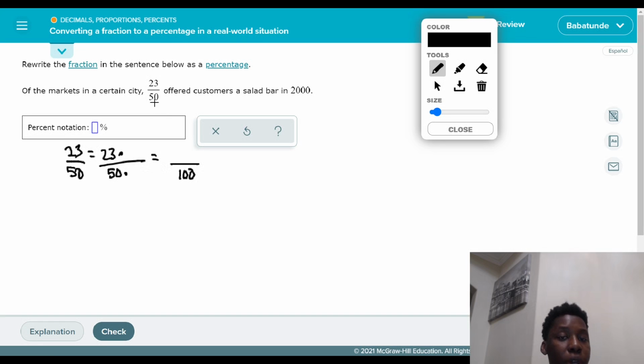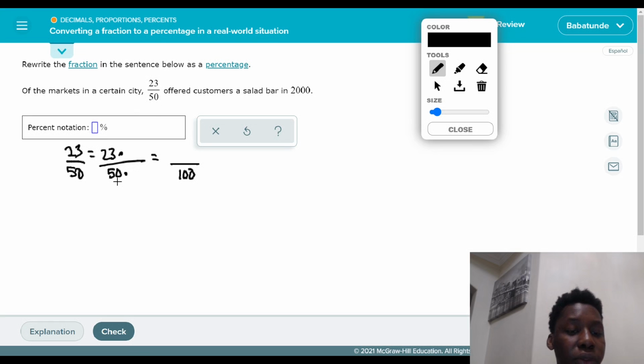So the bottom is not equal to 100, so it's not a percentage. If the bottom was 100, it would automatically be a percentage. But in this case, the bottom is not 100, it's 50. In the previous questions we worked on, the bottom was never 100 either. But if you see 100 at the bottom, automatically whatever's at the top, you can just put it in.